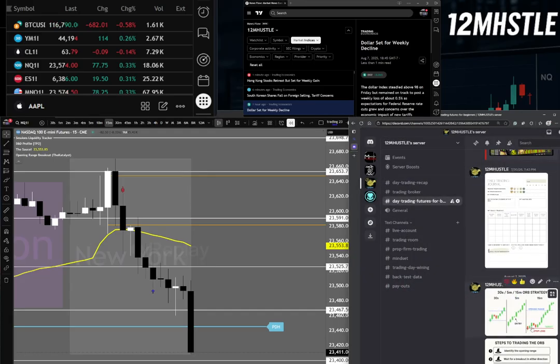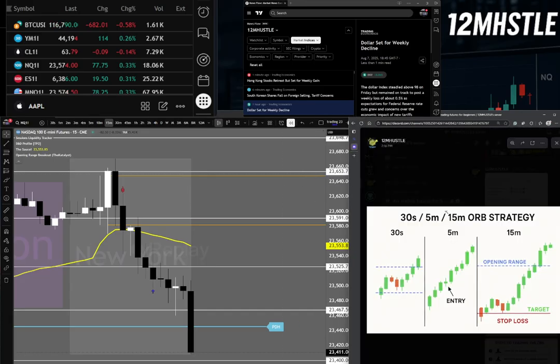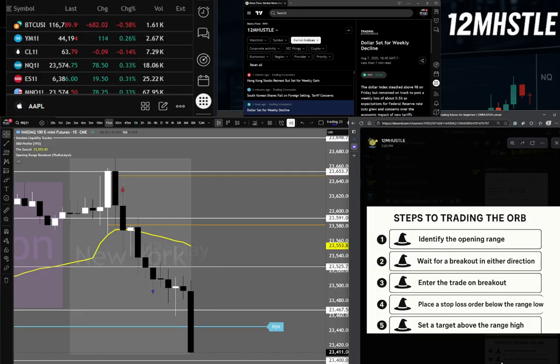Another thing is, I also have this. This is basically a little diagram I can send to anybody if you want it. I also have steps to trade the ORB. You identify the opening range. You wait for the breakout in either direction. You enter the trade on the breakout. You place a stop loss order below the range low. And then you set a target above the range high. And that's it, one through five.